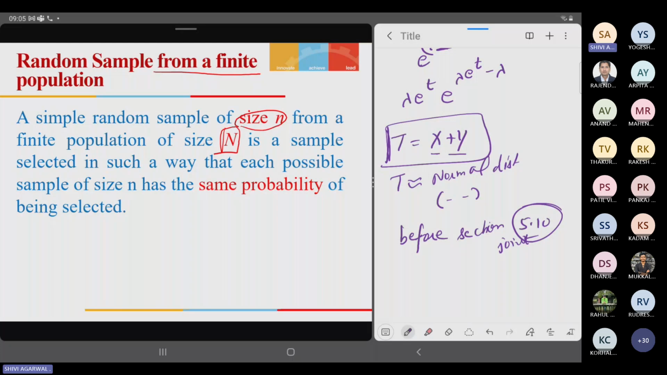Okay. Because the course name is probability and statistics. So up to chapter 11, we are doing the probability theory only. We have to cover the statistics part also.